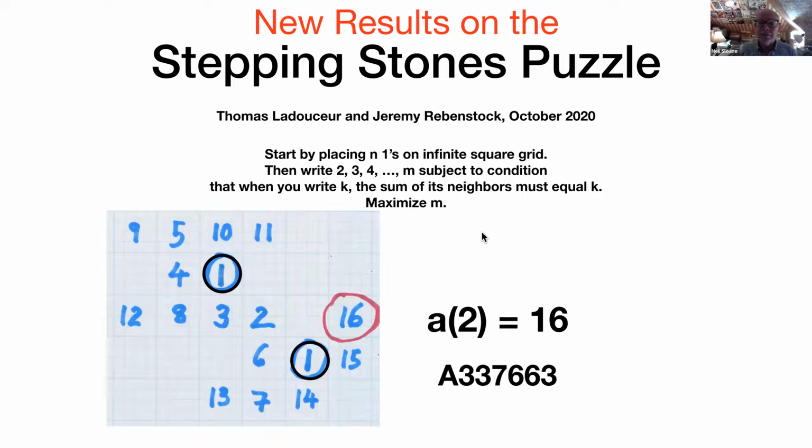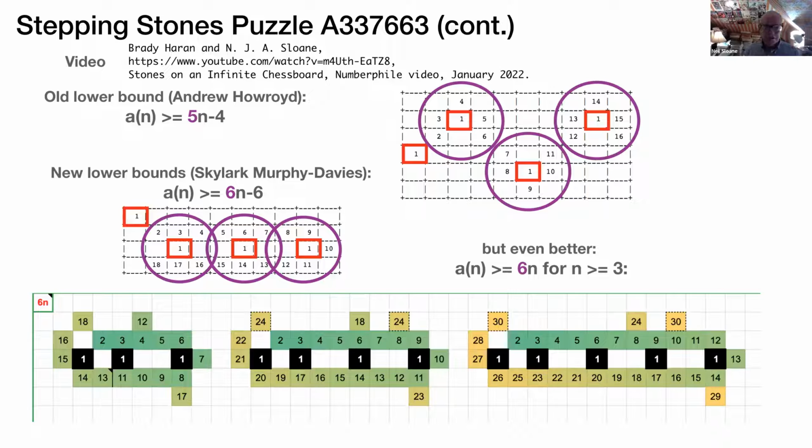This is from 2020, and the problem is that you've got an infinite chessboard, and you have a number of stones, and for the case of A of 2, you have 2 stones marked. One that you can put anywhere you want, and then you can put stones labeled 2, 3, 4, 5, 6. They have to be in order, and you can only put down a stone labeled 2 if the sum of the 8 neighbors around it is 2. So you can put a 2 here. Then you can put a 3 here because the sum of the neighbors around the 3, there's nothing there yet except the 1 and the 2. So you can put a 3 there, and then a 4 and a 5, and you can get up to 16. And 16 is optimal, and that's sequence A337663. And I want to report on recent developments.